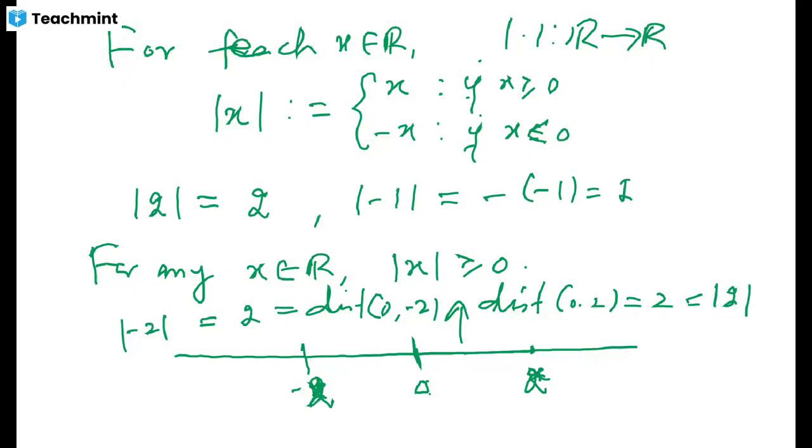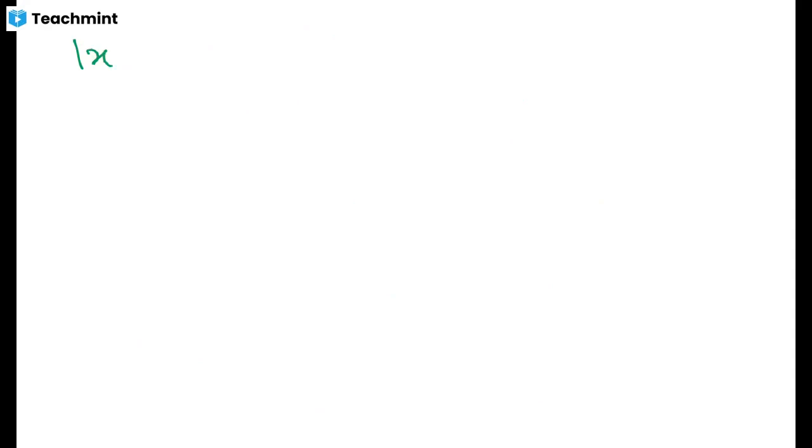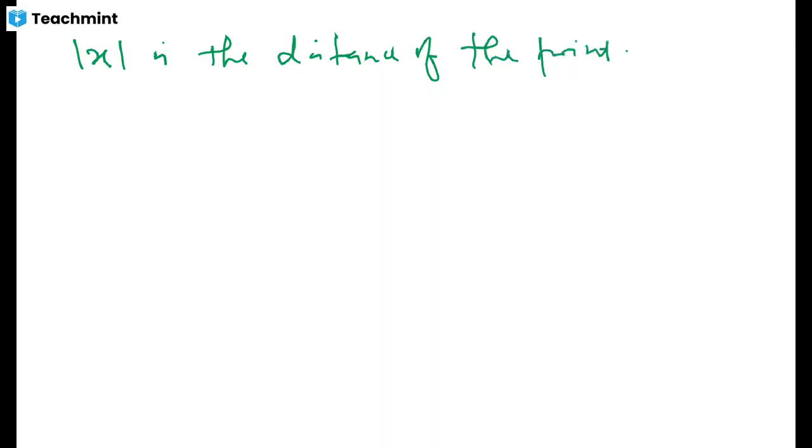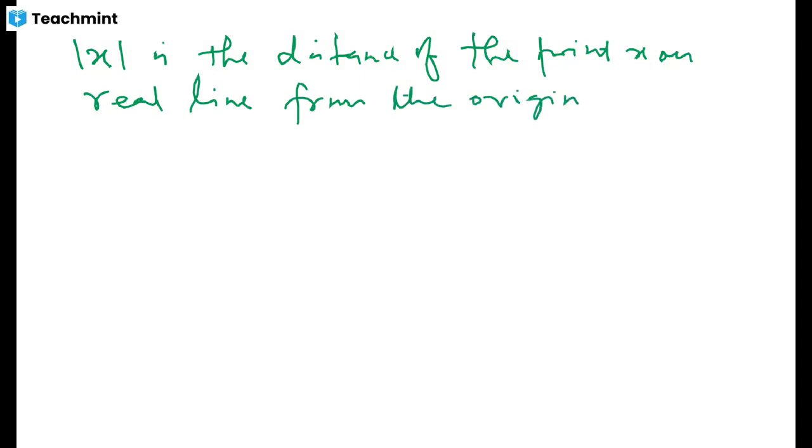And this way, if you look at this real line, mod of x is nothing but the distance of the point x on the real line from the origin 0. This is the distance. So geometrically, mod of x is nothing but the distance of the real number x from 0.